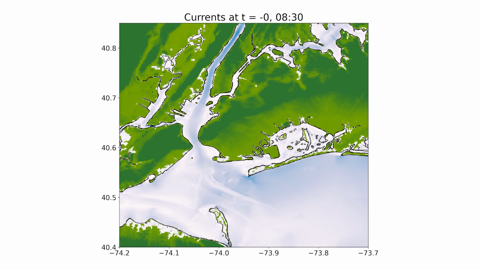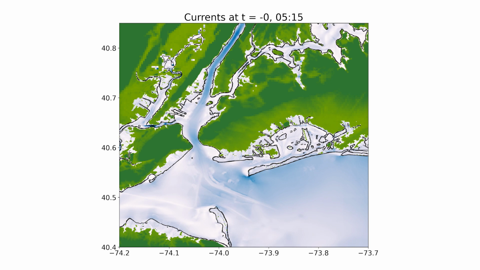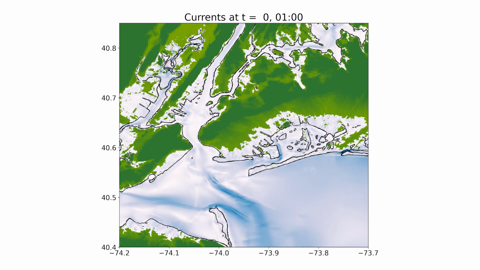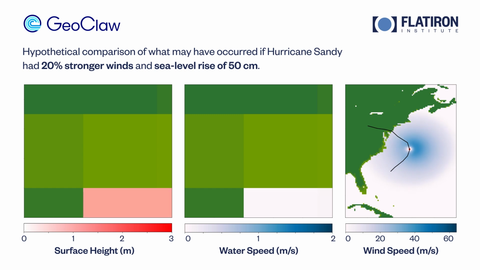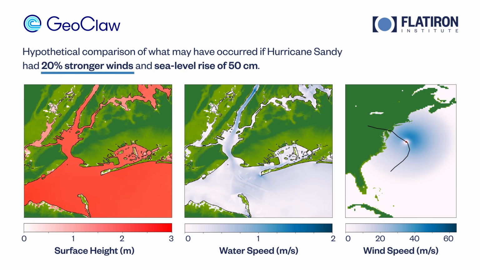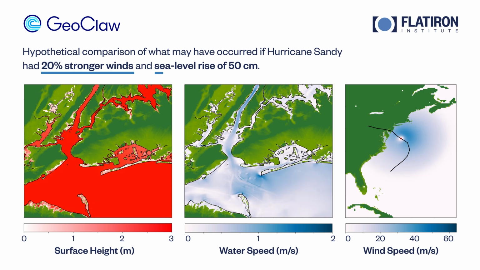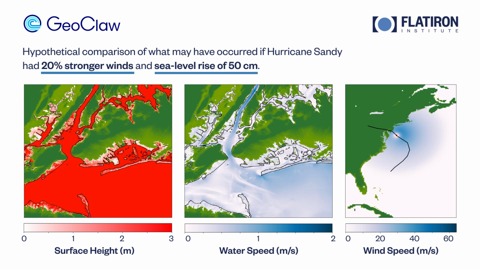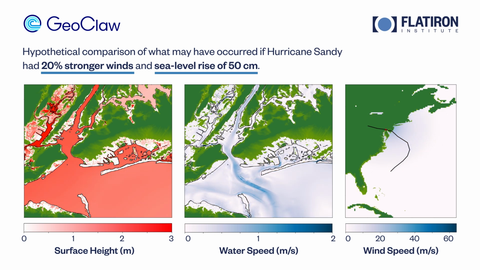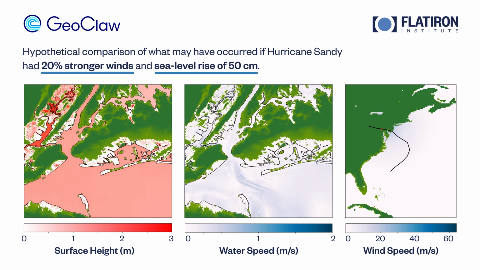This is the speed of the water. It pushes in and then goes up the Hudson and then through the East River and then also comes back out. This is a theoretical one where what happens if Hurricane Sandy is about 20% stronger and the winds are 20% stronger. You just raise up the ocean to begin with by a half meter. So this is one of the greatest things about a tool like Geoclaw: we can do hypothetical situations where, okay, maybe Hurricane Sandy came the exact same way and we just tweak it.